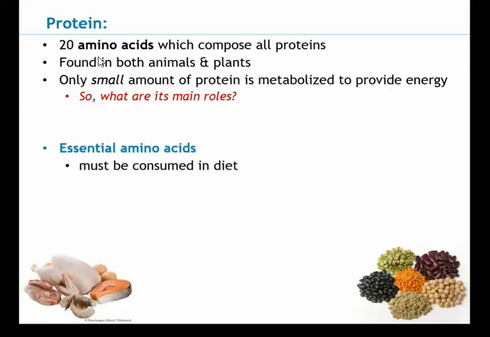We have different types of amino acids, essential and non-essential. Essential amino acids must be consumed in the diet. We have 9 essential amino acids that cannot be made by the body, and they have to be consumed. And then we also have non-essential amino acids. We have 11 non-essential that are made by the body. So the body makes these.